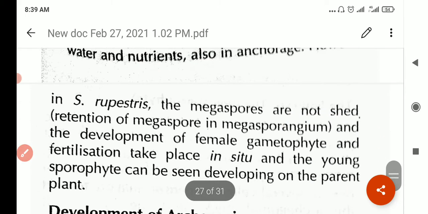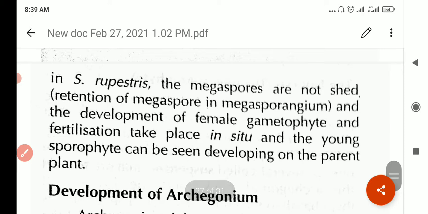However, in Selaginella rupestris, the megaspores are not shed, and the development of the female gametophyte and fertilization take place in situ, and the young sporophyte can be seen developing on the parent plant. So in rupestris, it will not be shed from the parent plant. It's like the child will grow in the mother's belly forever. It will grow on the mother only. It will not be shed.